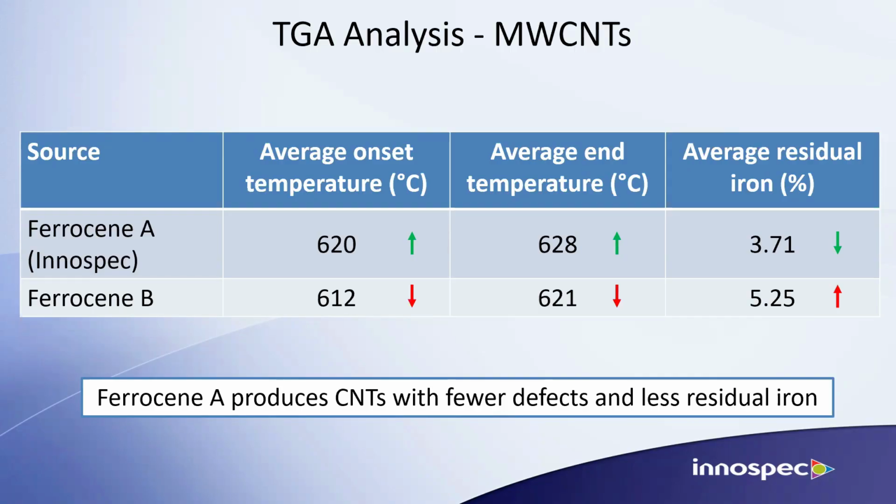After the combustion, the remaining mass is iron oxide, and this can be used to determine the residual iron content of the carbon nanotubes. The carbon nanotubes were analysed directly after collection from the furnace with no additional purification or processing. The lower residual iron content of 3.71% for ferrocene A compared to 5.25% for ferrocene B means the carbon nanotube product is formed with less catalyst associated with the carbon nanotube. So to summarise, ferrocene A produces carbon nanotubes with fewer defects and less residual iron compared to ferrocene B.